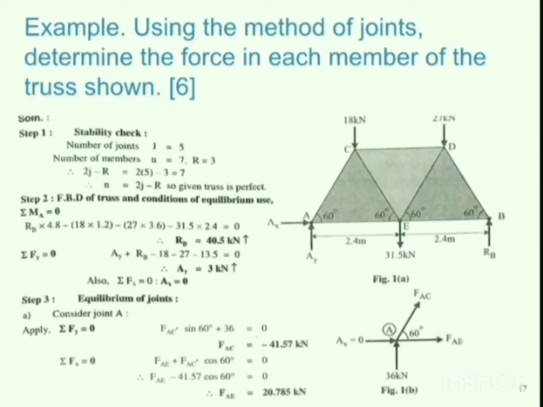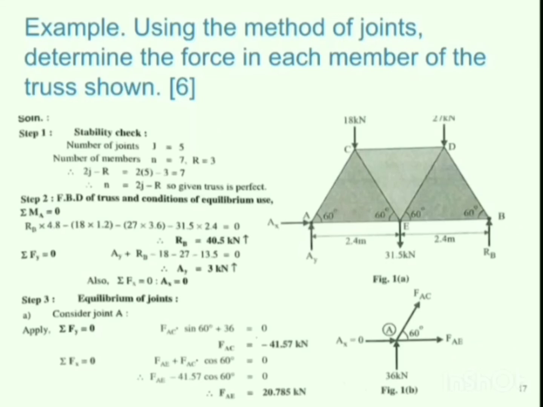Over here we can isolate joint A or we can isolate joint B. What is the condition for isolating the joint? The joint should not have more than two unknown member forces. As you can see in the figure below, at joint A we have AX, AY, the values of which we have already calculated. Apart from that, we have two unknown member forces, FAC, FAE.